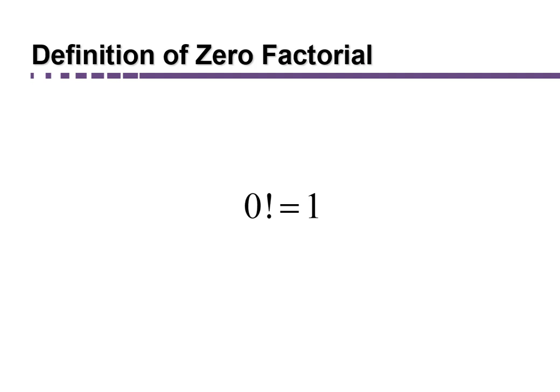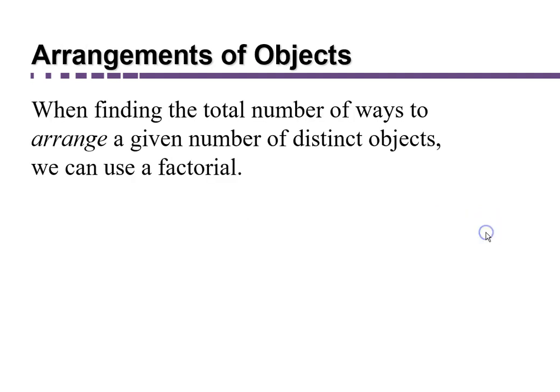Now, a definition you need to add is, what is 0 factorial? Well, you might think it would be 0, but in this case it's not. So this is a definition. 0 factorial is 1. So I put a little star or a box by that if you run into it in your homework.